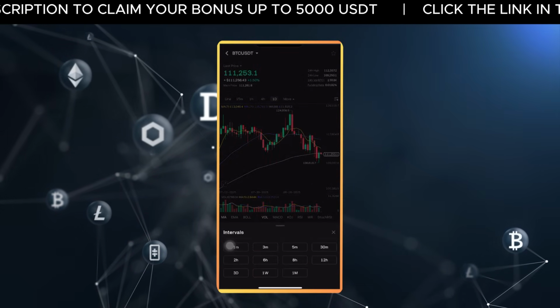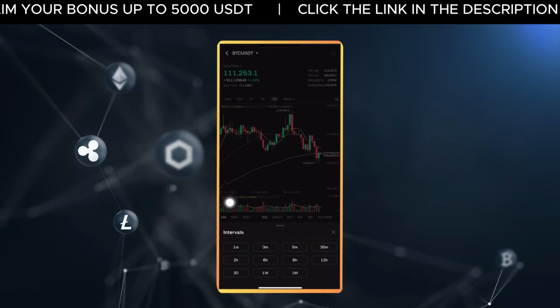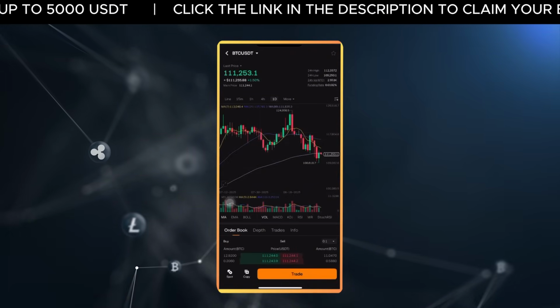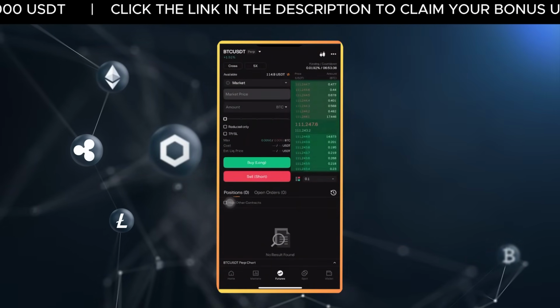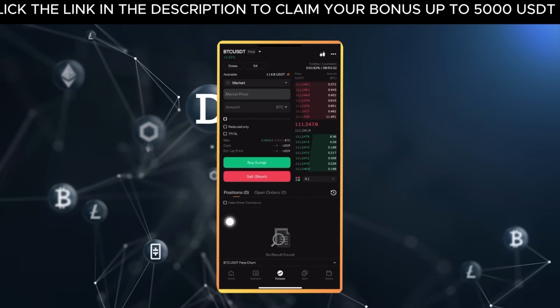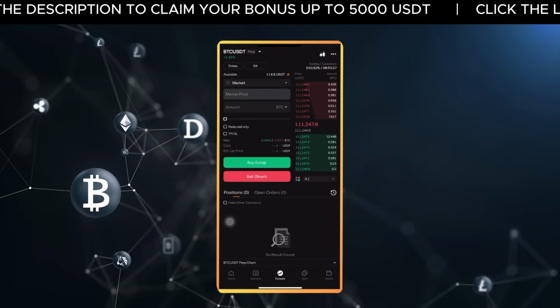You can switch between time frames from 1 minute for scalping to 1 hour, 4 hours, and even the daily chart. On the right-hand side of the screen is the order book. Here you can see buy and sell walls, giving you insight into market sentiment, whether Bitcoin is under selling pressure or if there's strong buy volume.